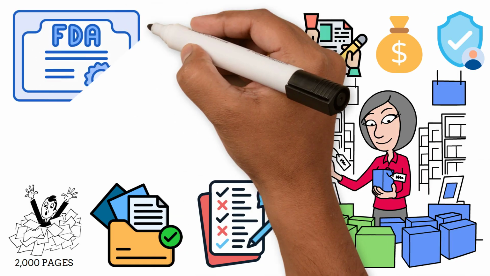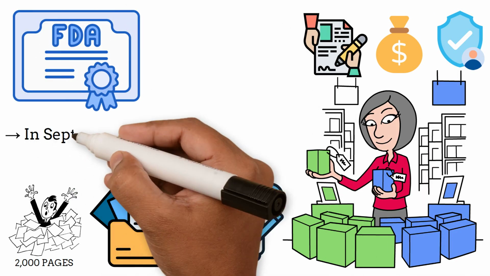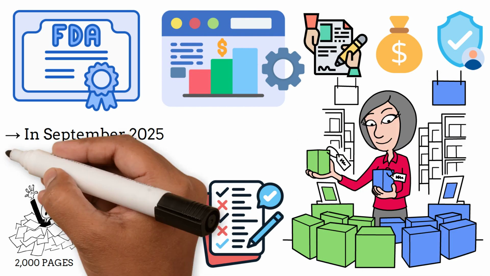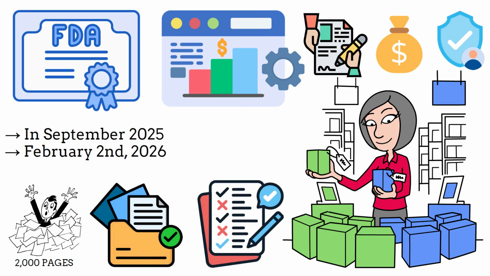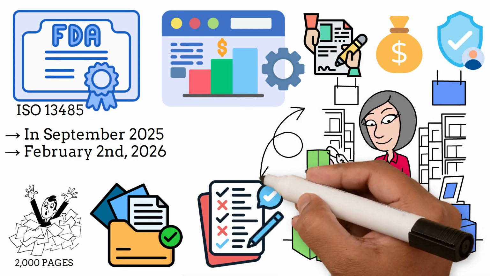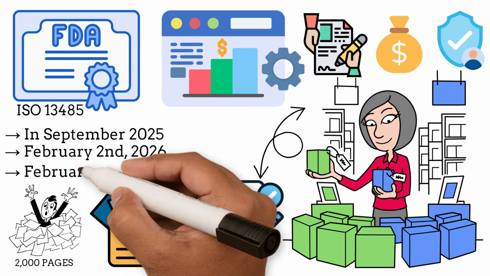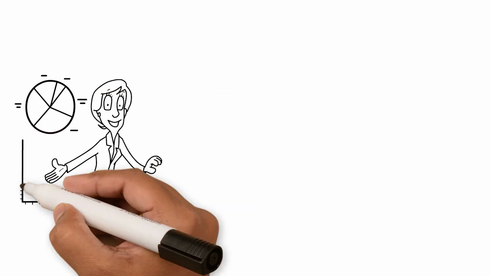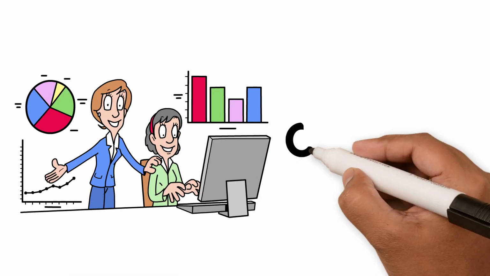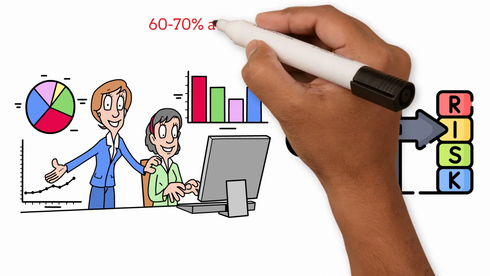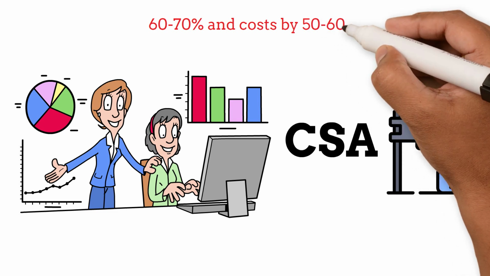But the FDA just changed everything. In September 2025, they released Computer Software Assurance Guidance, and on February 2nd, 2026, ISO 13485 harmonization made this the new standard, and on February 3rd, 2026, the FDA released the updated version of Computer Software Assurance Guidance. CSA is a risk-based approach that cuts validation time by 60 to 70% and cost by 50 to 60%. Here's how it works.